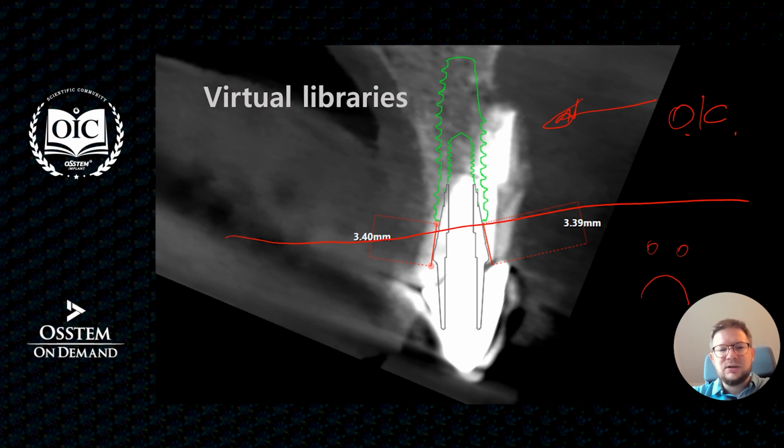So we don't have libraries of the prosthetic components in the softwares. And when we think about it, it's a very bad thing, because we are talking about designing our cases backward. We are talking about going back from the prosthesis to the implant, but we forgot about that intermediate part, which is the prosthetic abutment.